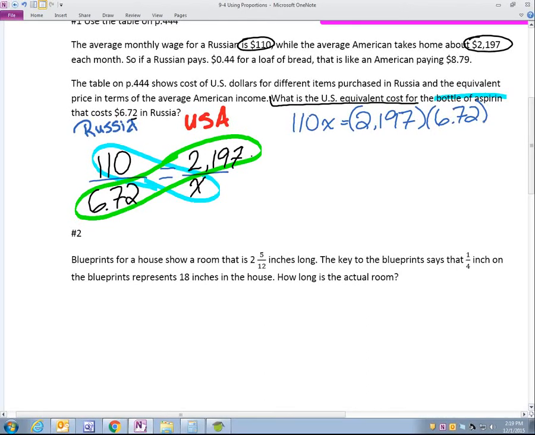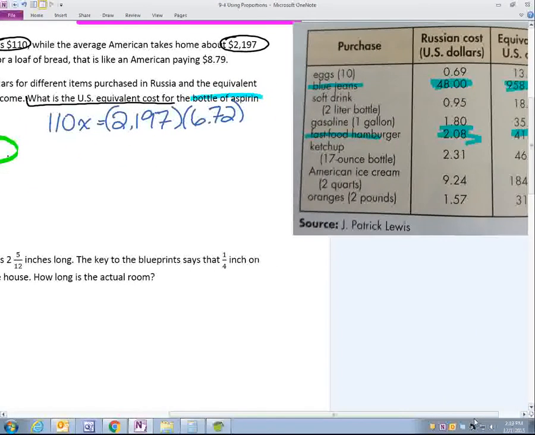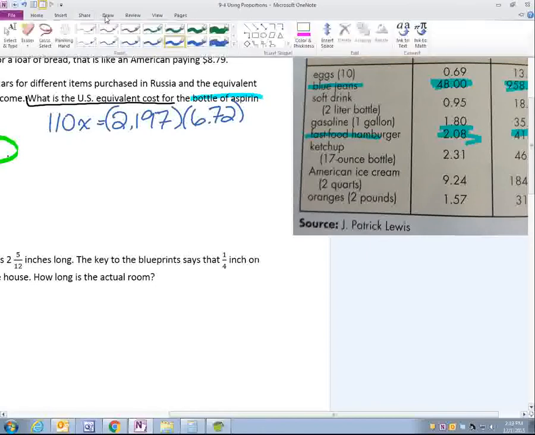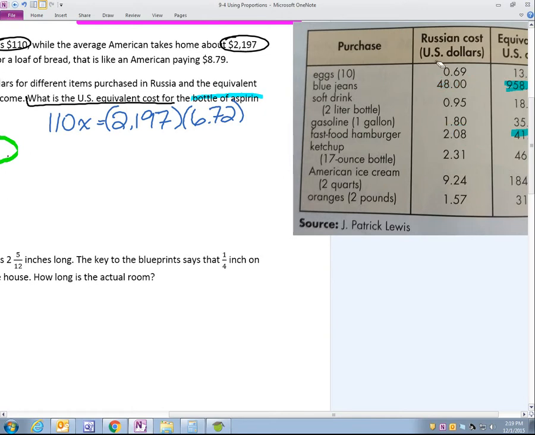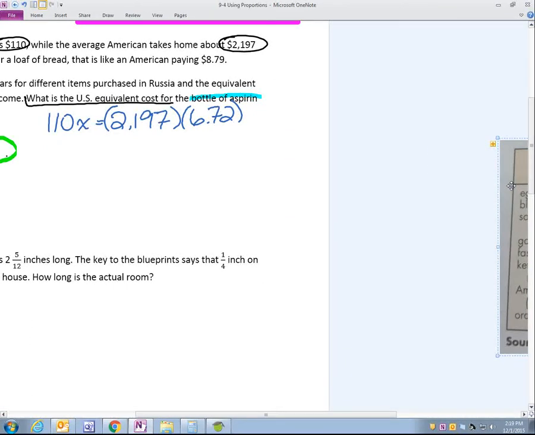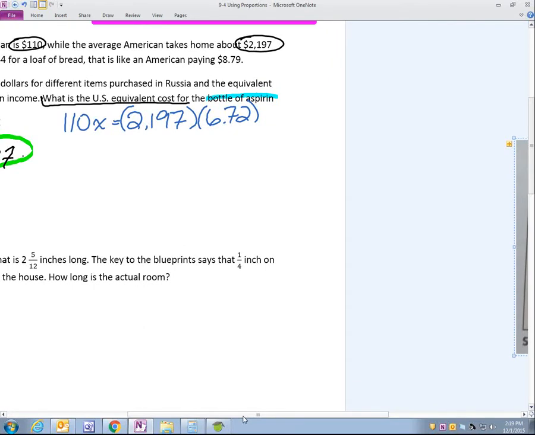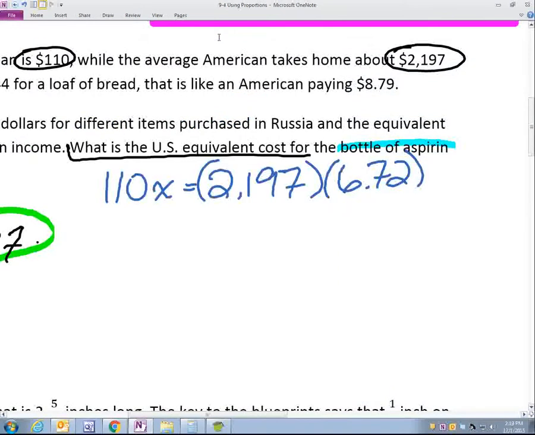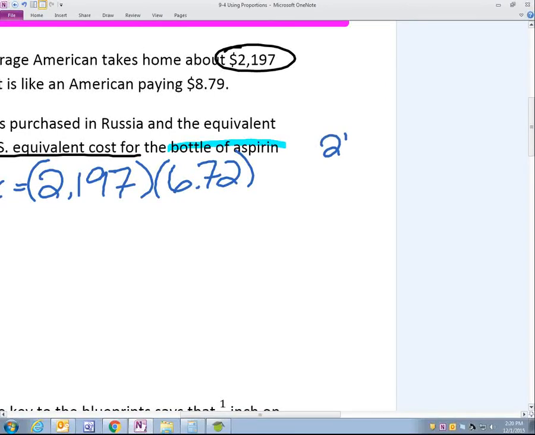So we are going to now go over here and do that product. I want you to do 2,197 times 6.72, which you have been able to do for a year. Do not wait for me to do it. We're going to be doing it simultaneously. Of course, remember you just stack them on top of each other, ignore the decimal point, and bring that many decimal points back in at the end.